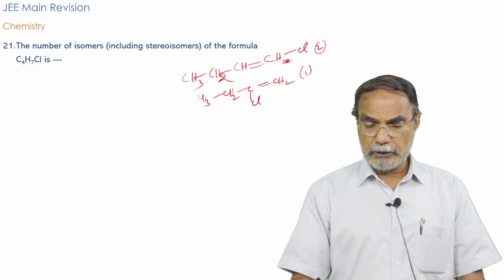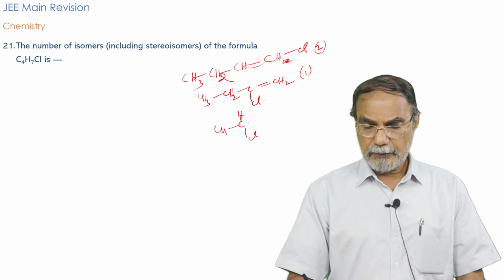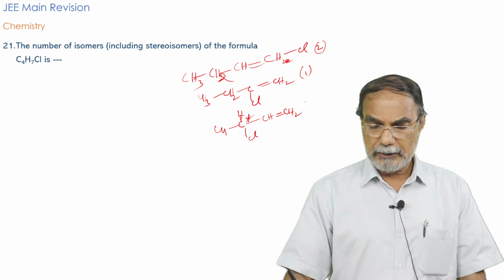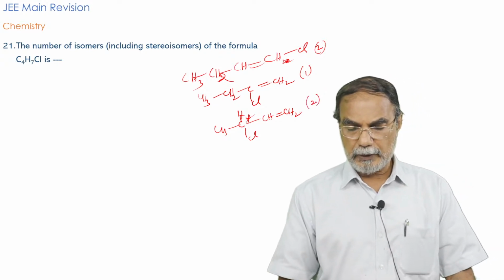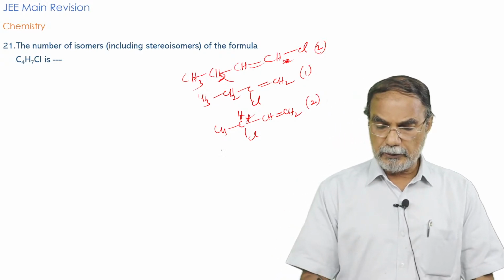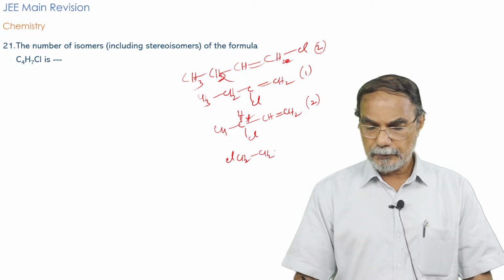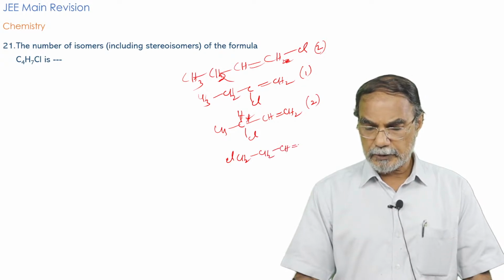And if you substitute the chlorine here, you have CH3, CHCl, okay, CH double bond CH2, and here this carbon becomes chiral, and therefore you have the dextro isomer and the levo isomer. You have 2 isomeric compounds. And if you substitute the chlorine here, you have ClCH2, CH2, okay, CH double bond CH2.